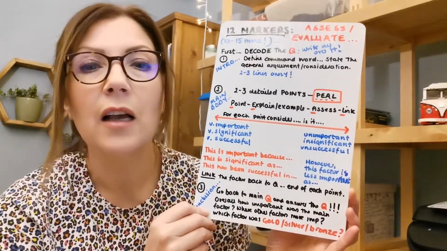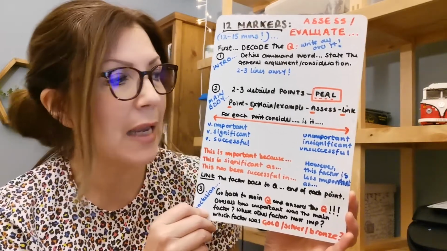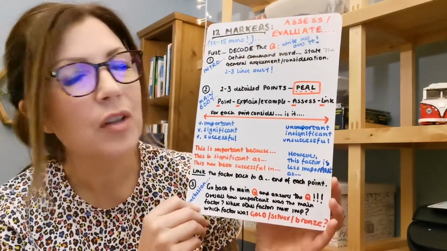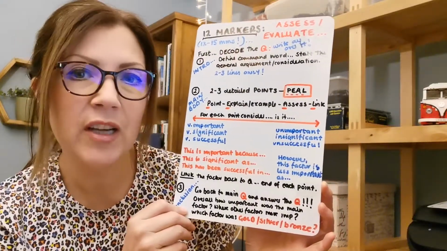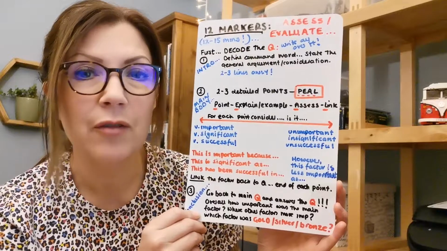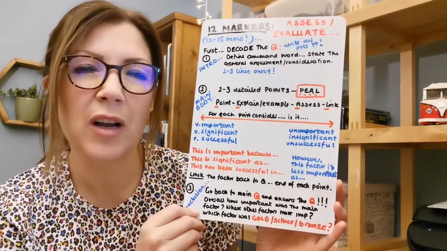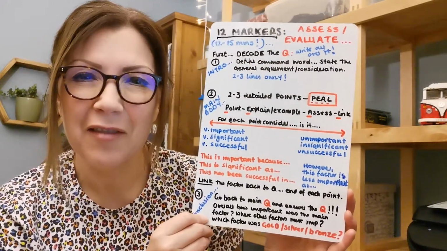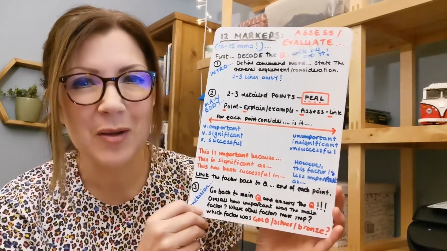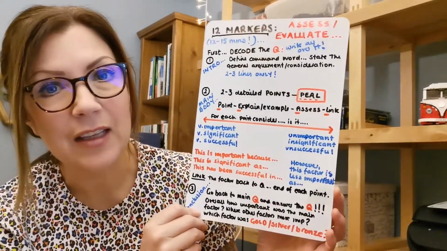This is going to be split up into 2 or 3 paragraphs depending on how many points you want to make. So 2 to 3 detailed points. Now I'm going to follow the PEAL, but when you do a bit of research, your teacher might be telling you PEEL or just PE or something. As long as you follow the instructions that I'm going to give you, I wouldn't worry too much about those letters. So point, explanation or example, assess and link, that's what we're going to look at.